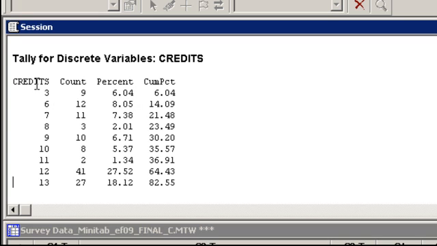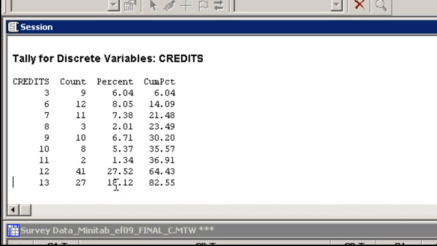We see for 3 credits, that means they're only taking Stat 1. There were 9 students. That's about 6%. There were 12 students that were taking 6 credits, 11 students taking 7, so on and so forth. The largest, 41 students taking 12 credits because they're considered full-time.